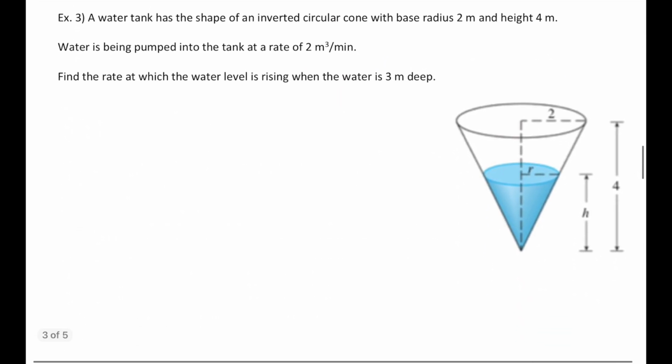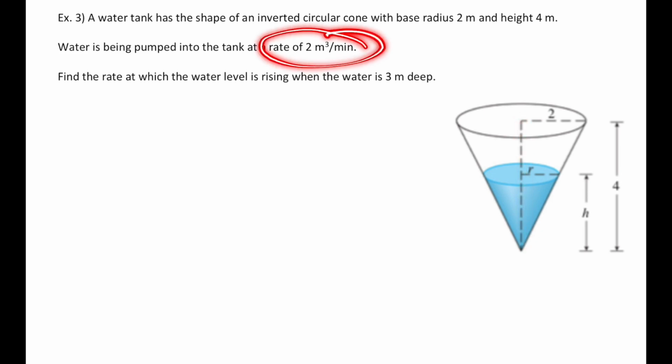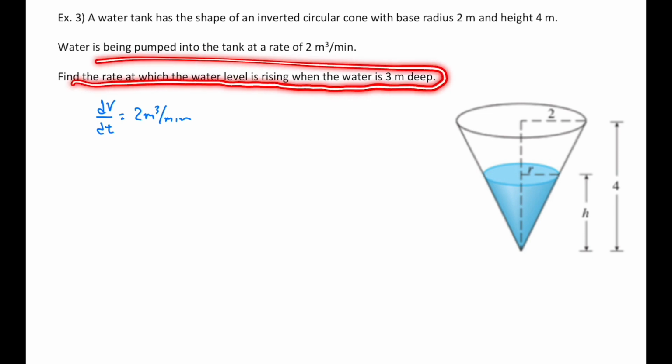Let's try another one. A water tank has the shape of an inverted circular cone with base radius 2 meters and height 4 meters. So there's our 2 meters, there's our 4 meters. Water is being pumped into the tank at a rate of 2 cubic meters per minute. We've got dV/dt is 2 cubic meters per minute. Find the rate at which the water level is rising when the water is 3 meters deep.